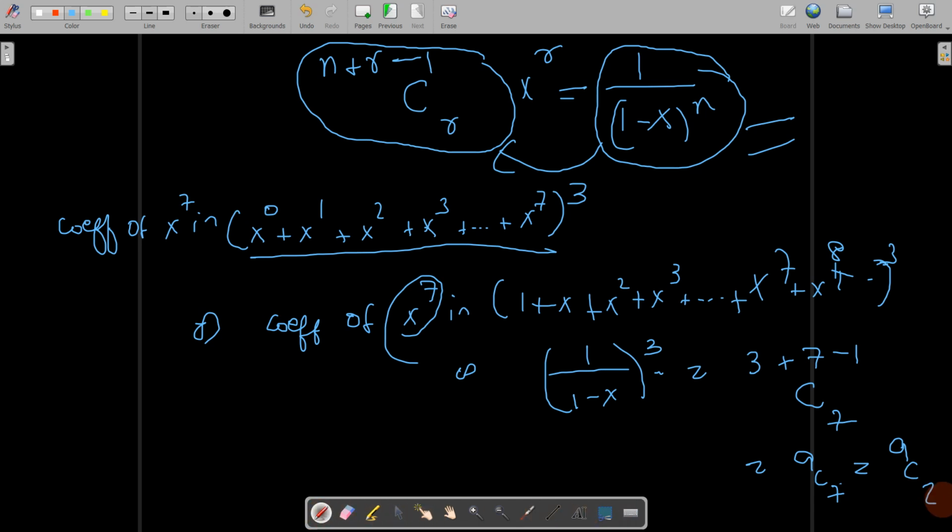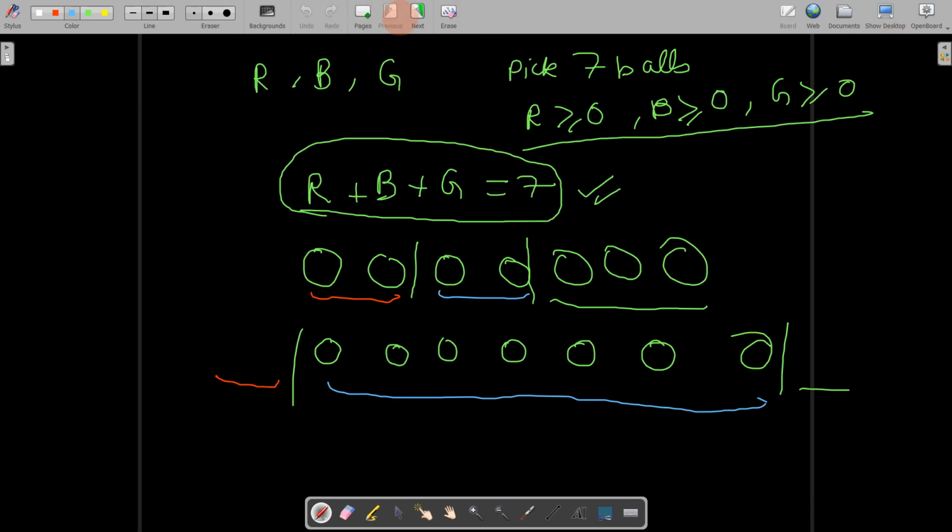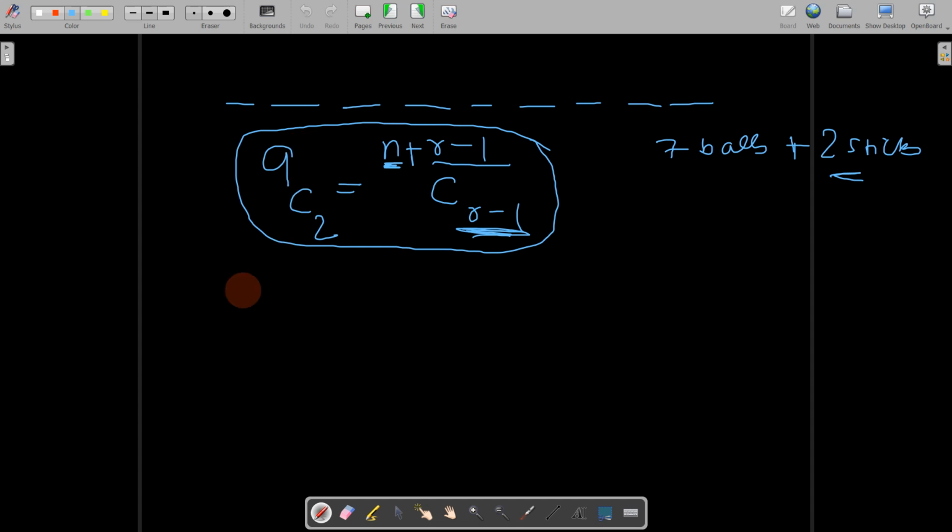This would be 2, right? We are getting the same answer over here. See, we are getting the same answer. Okay. And here note, this R is different. This R is how many partitions we have to make. This R value is 3, right?